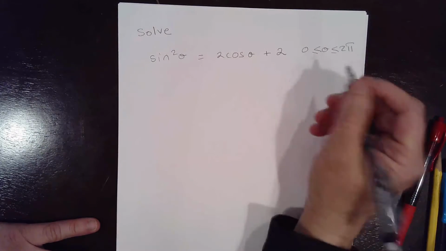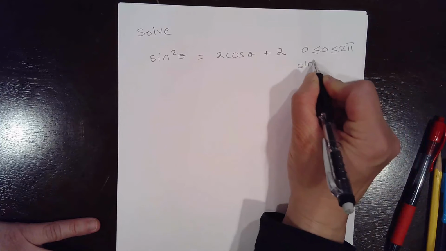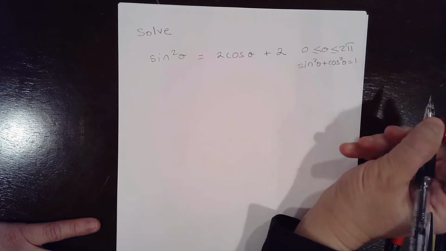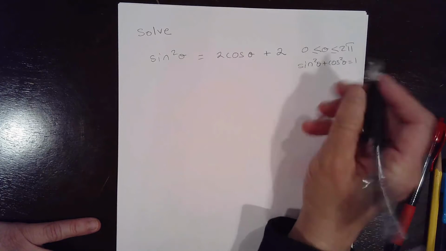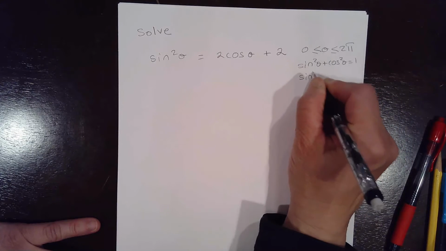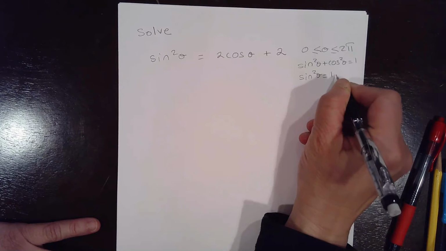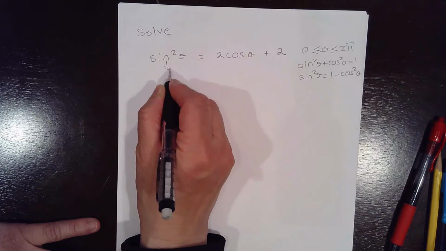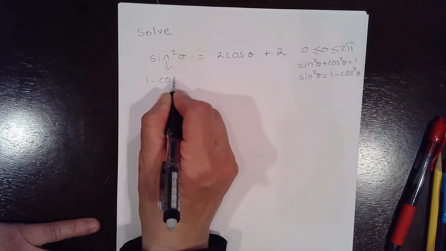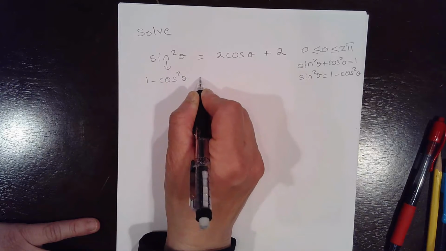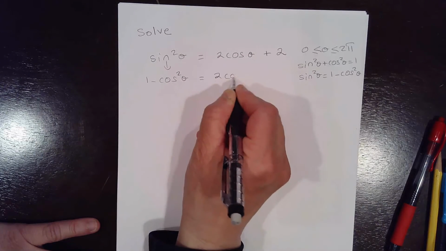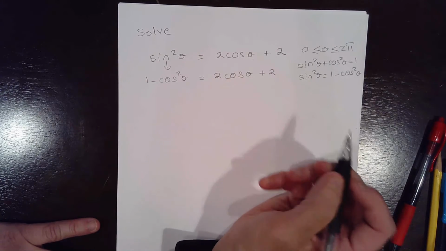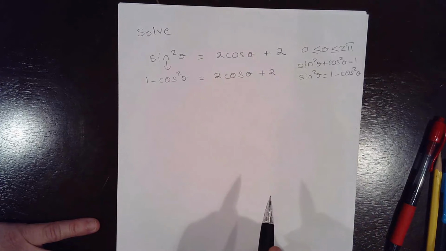Now if you recall, we have sine squared theta plus cosine squared theta equals 1. Now, if we subtract cosine squared theta on both sides, we're going to end up with sine squared theta equal to 1 minus cosine squared theta. So this becomes 1 minus cosine squared theta equals 2 cosine theta plus 2. So now we have an equation only in cosine theta, and that's what we wanted.